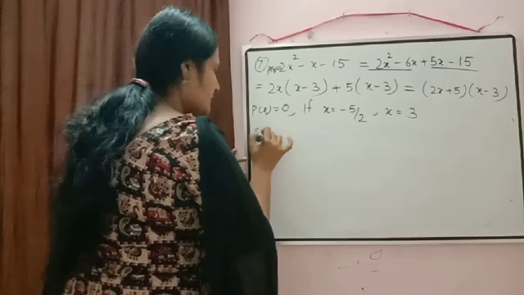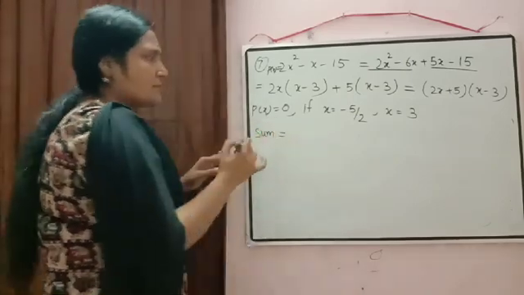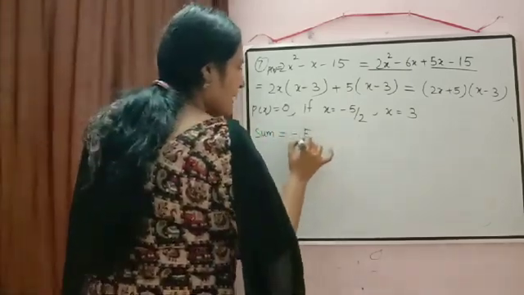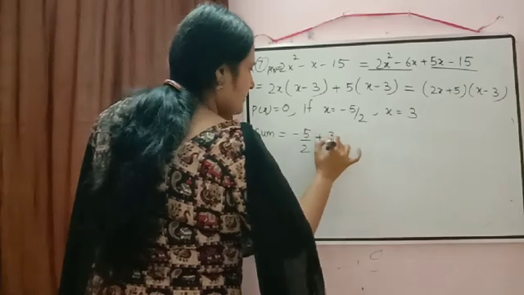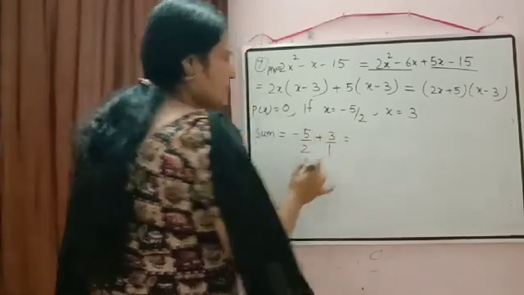Now verification. Sum of the zeros. Add the two zeros. Minus 5 by 2 plus 3, meaning 3 by 1. Cross multiplication.